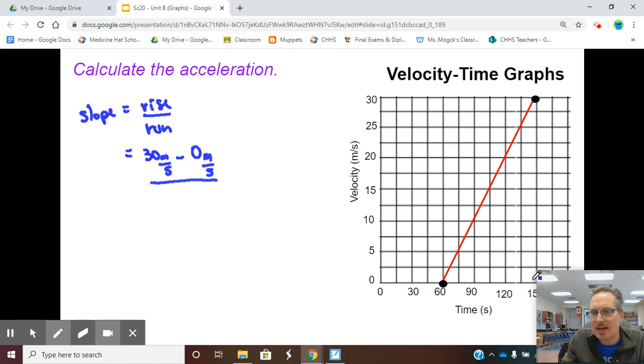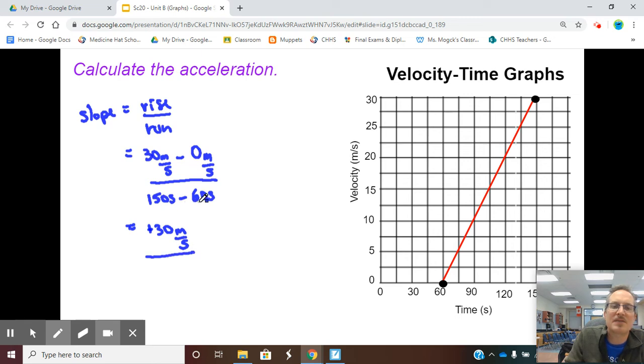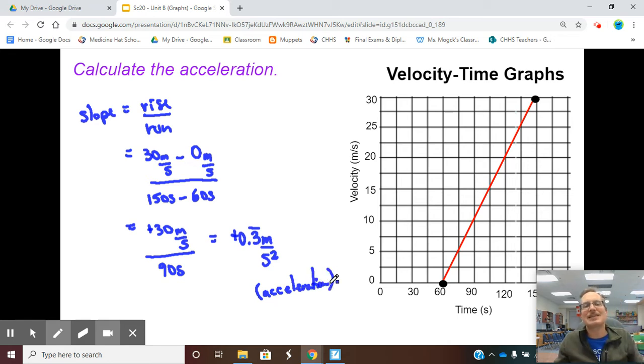My time is at 150 seconds, and my initial time was at 60 seconds. So 30 meters per second minus 0 is going to still be our positive 30 meters per second. 150 seconds minus 60 seconds is still going to be 90 seconds. So positive 30 divided by 90, we're going to have positive 0.3 repeating meters per second squared. Remember, this is an acceleration because in a velocity time graph, the slope is the acceleration.